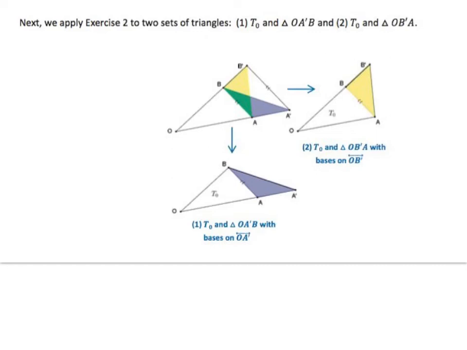Moving on. Next, we apply exercise 2 to two sets of triangles. Okay? We have triangle 0 and triangle OAB, triangle 0 plus triangle OA prime B. So triangle 0 and triangle OAB, and triangle 0 and triangle OB prime A. So here we have triangle 0 and triangle OA prime B, and triangle 0 and triangle OB prime A. Okay, here our base is OA prime, right there. And here our base was OB prime. Cool, and we know the area of those two triangles are equal. We said that in the last slide.